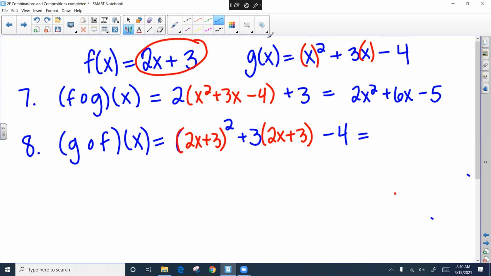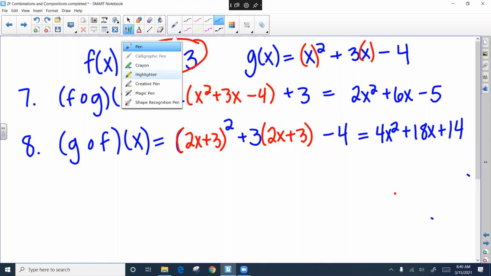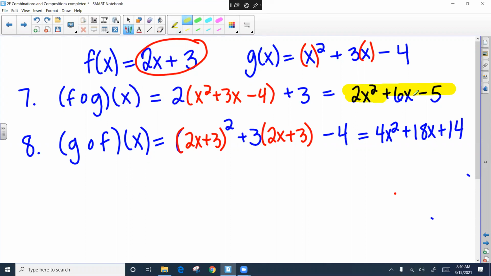All right, this one is 4x squared plus 18x plus 14. Okay, so on either of these two, if you needed help with any of the algebra, let me know so I could come help you.